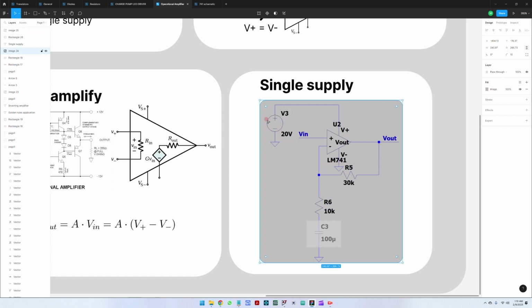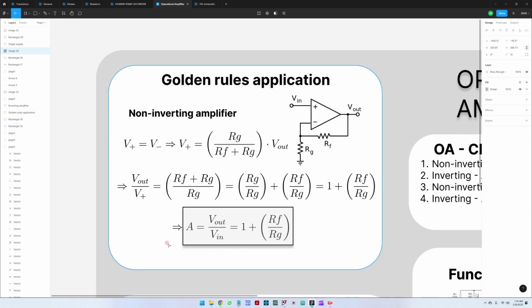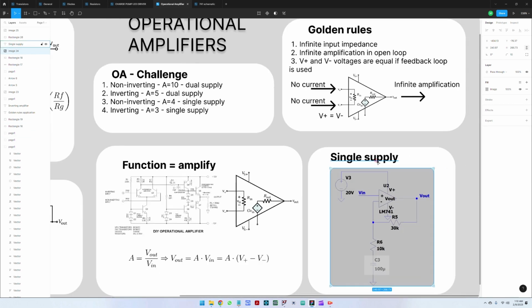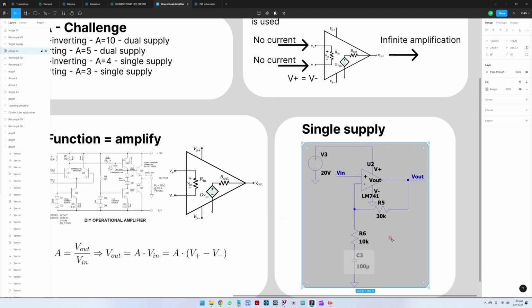We are supplying everything at 20 volts. We have the same circuit as we had here for the non-inverting amplifier, and the same rule as before. The rule for the non-inverting circuit is that the amplification value is 1 plus the feedback resistor R5 divided by R6. In this case, it's 1 plus 3, and this means that the total amplification is 4 for the circuit.